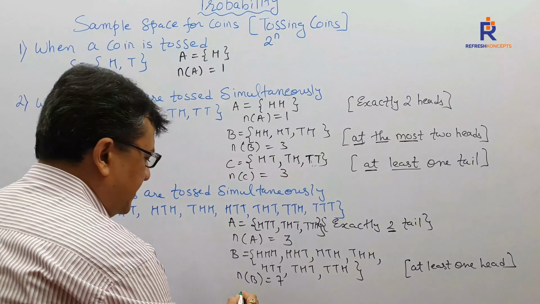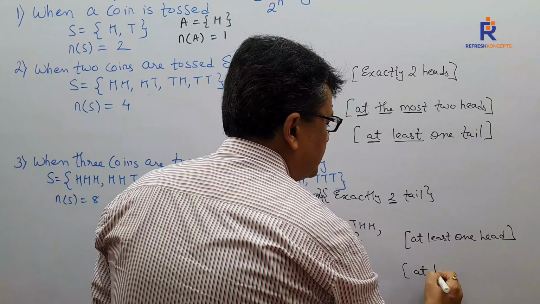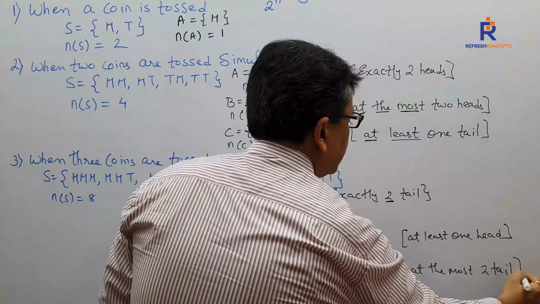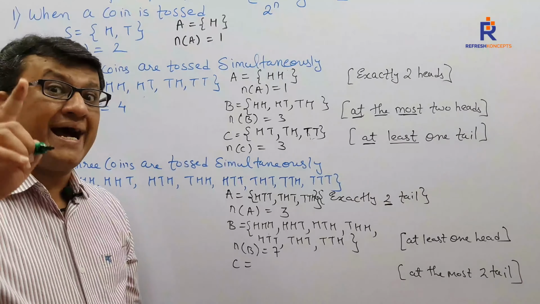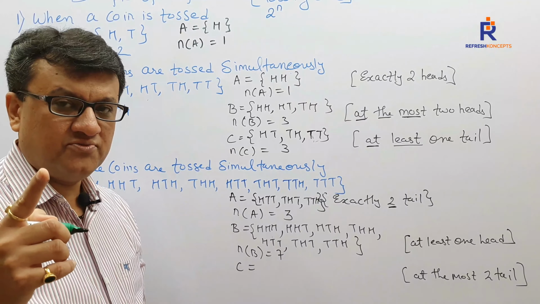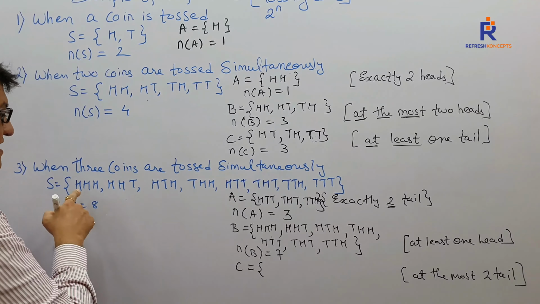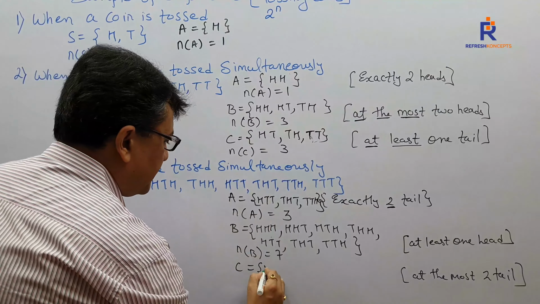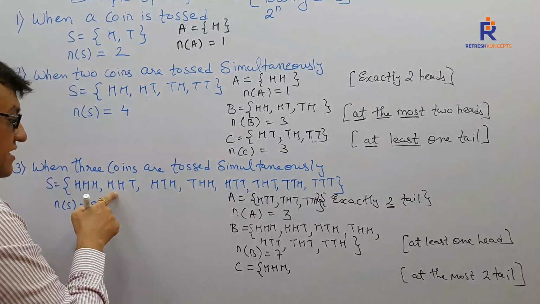Lastly, let C be the event of getting at the most 2 tails. At the most, maximum 2 tails, children. Minimum 1 will do. Even 0 will also do. No tail will also do. So when I say no tail, is HHH going to come? Certainly yes. At the most 2 tails. HHH, 0 tail will also do, children. HHT.